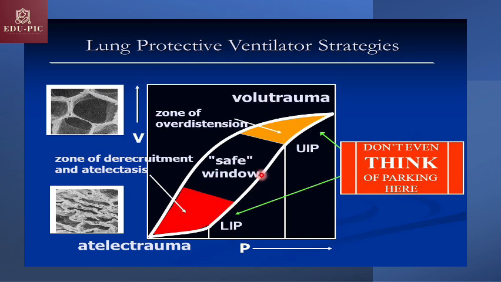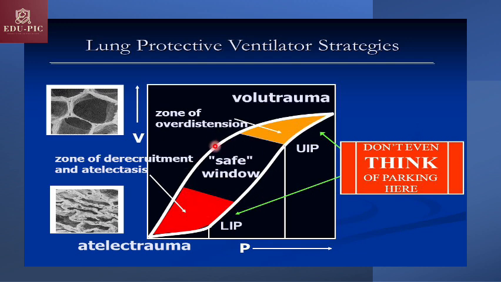Then the lung starts to open, then you reach the upper inflection point. At this area, when you increase the pressure, the change in volume is not that much. So this is the area of overdistension. The area below or before the lower inflection point, the opening point of the lung, is the area of atelectotrauma, or area of atelectasis, area of collapse. And here at the upper inflection point, the area of overdistension.